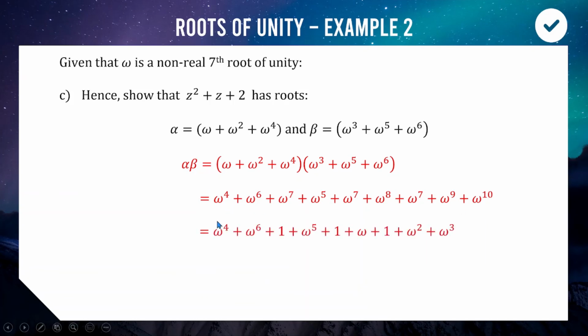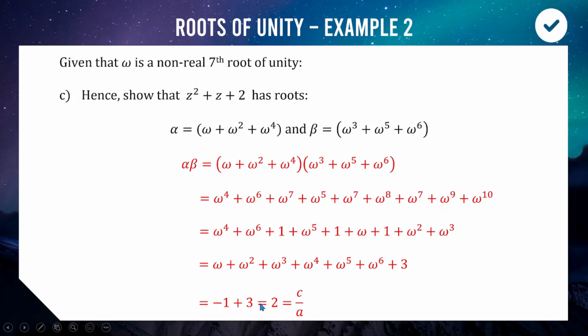So working that out, we've got omega to the 4, omega to the 6, we've got a 1 here, power of 5, 1, power of 1, 1, power of 2, and then power of 3. If we rewrite this in ascending order, we have power of 1 all the way up to power of 6, and then the 3 ones together make a 3. Once again, from part B, we know that omega to the 1, summing with omega all the way up to the power of 6, was equal to -1. So we have -1 plus 3.